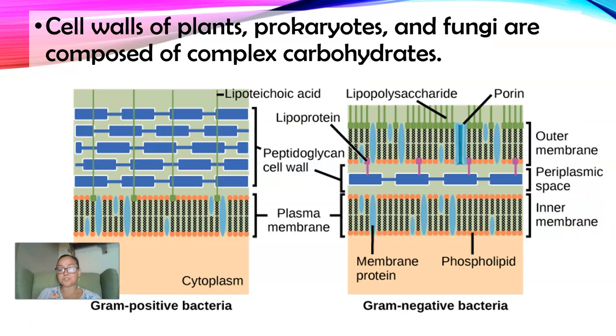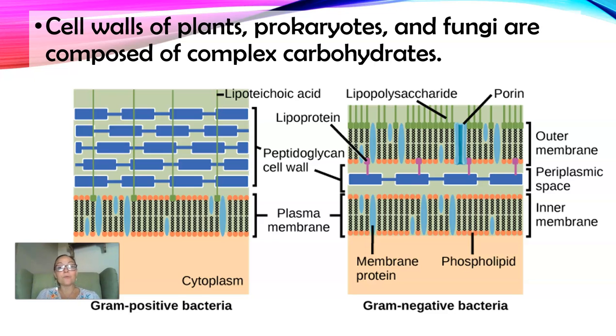So here's what I was mentioning. Cell walls of plants, prokaryotes, and fungi are made of carbohydrates, but the type of carbohydrate is different. So here in bacteria, you can see this word peptidoglycan. That is the name of the carbohydrate chains, the polysaccharide that compose that cell wall.